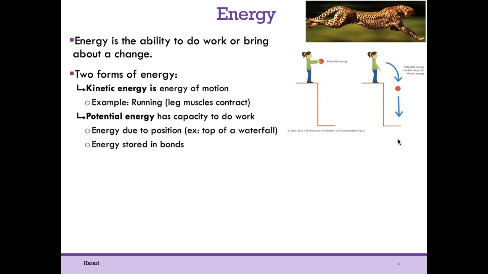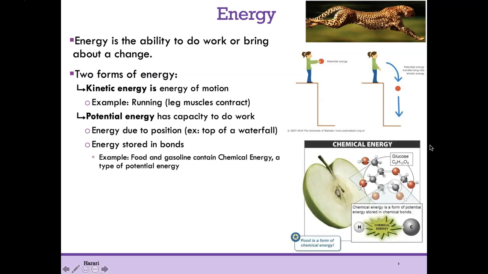Energy can also be the energy stored in bonds. So potential energy is found in chemical bonds. What do I mean by that? When you take food to eat, let's say an apple, it has a lot of chemical energy. Right? And chemical energy is a type of potential energy because the bonds of the glucose within this apple, right, have tons of energy in it. Right? An apple has a lot of glucose, and glucose has a lot of bonds.